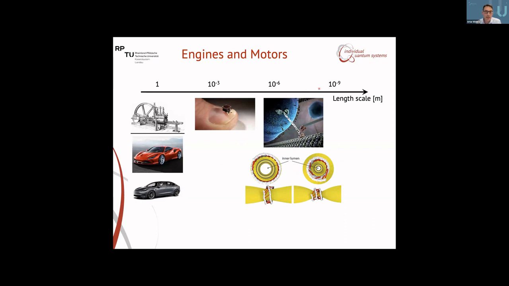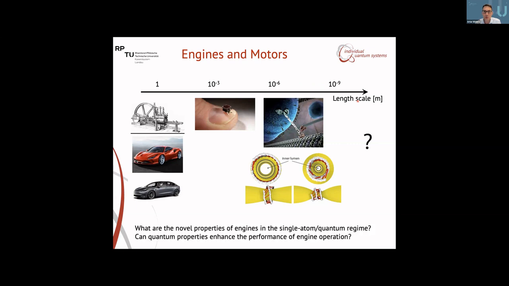But you'll know that this is not the end. We can make things even smaller. And at some point, we hit length scales of single atoms and length scales where quantum physics comes into play. And an important question here is, do we get novel properties if we consider single atoms or quantum objects? And can quantum properties maybe even enhance the performance of engine operation in some way?